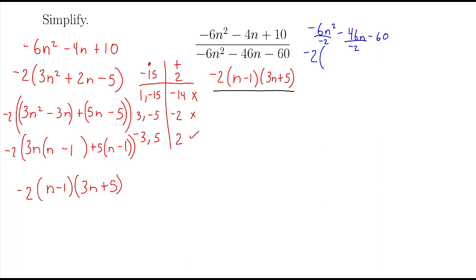Negative 6n squared divided by negative 2 is positive 3n squared. Negative 46n divided by negative 2 is a positive 23n. Negative 60 divided by negative 2 is a positive 30. So we have negative 2 times 3n squared plus 23n plus 30. Let's multiply 3 times 30, we get 90. So I need two numbers that multiply together to be 90, but add together to be 23.